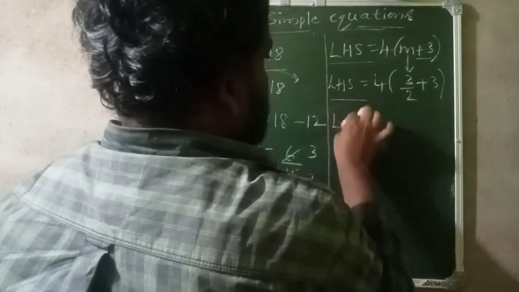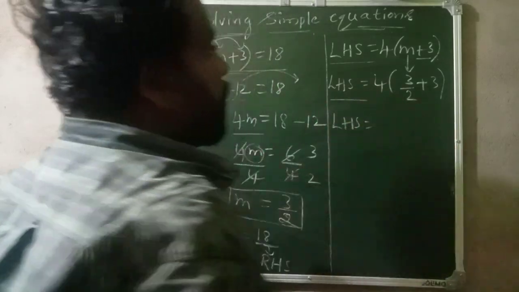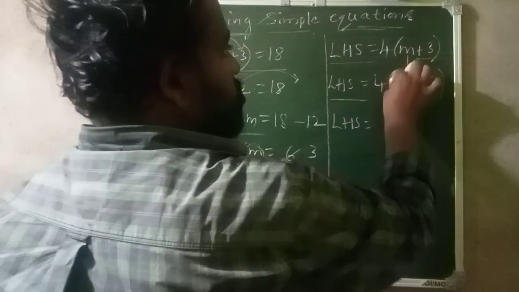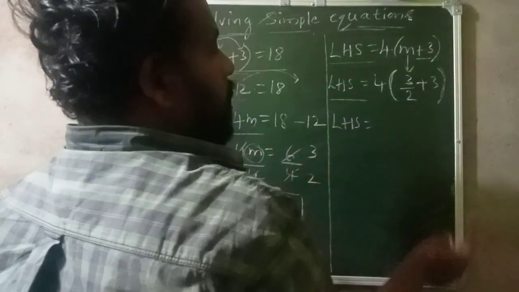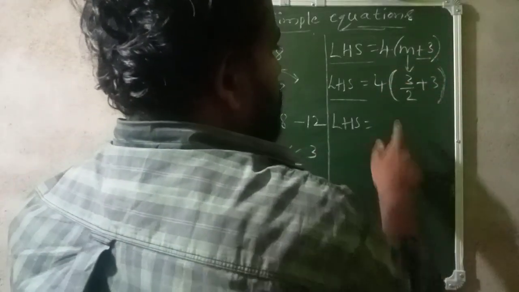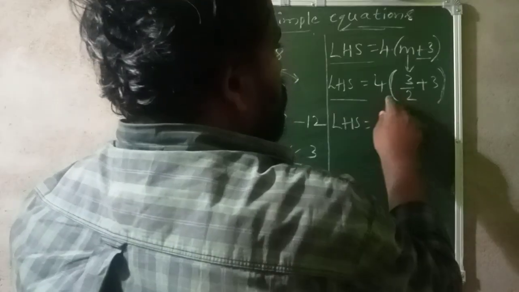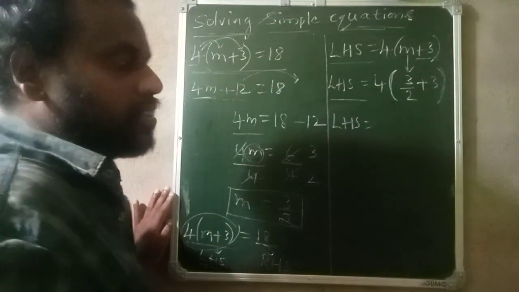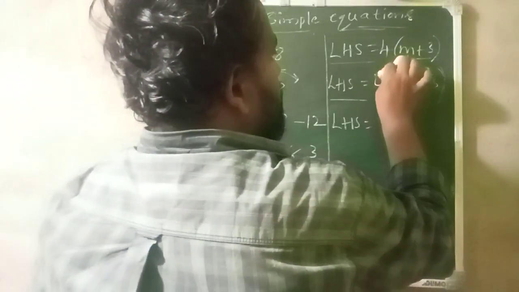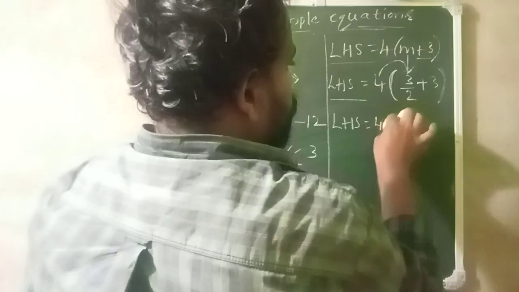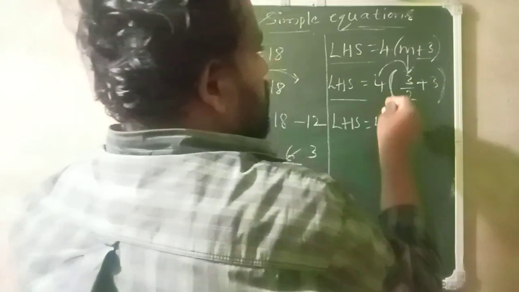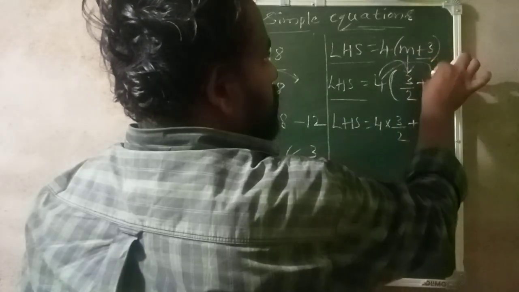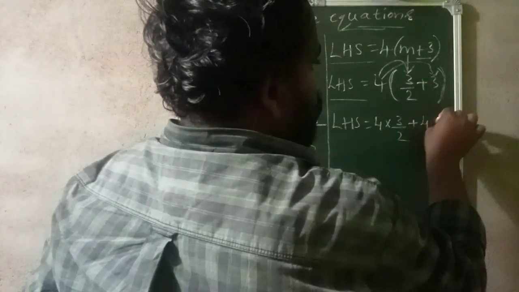Next, write this LHS is equal to. Now since the bracket is there, and this bracket is like into, so multiplication. So 4 into 3 by 2 plus 3, like that. So we have to multiply this 4 with 3 by 2 first. So I will write 4 into 3 by 2. Next write this plus. Next multiply this 4 with 3. So 4 into 3.